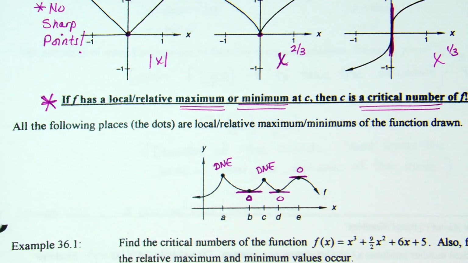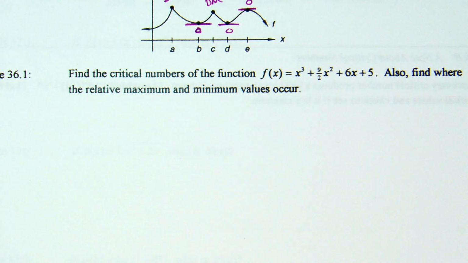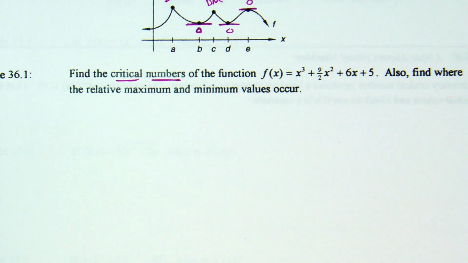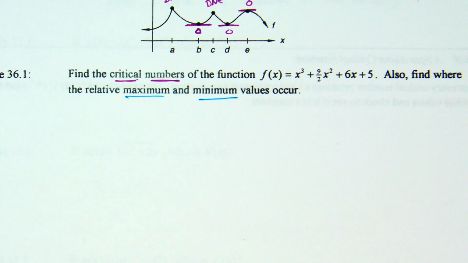So example 1: find the critical numbers of the function f of x equals x cubed plus 9 halves x squared plus 6x plus 5. Also find where the relative max and min values occur. So we're being asked for critical numbers, and then also where the max and min values occur. Any thoughts on how we go about finding critical numbers?